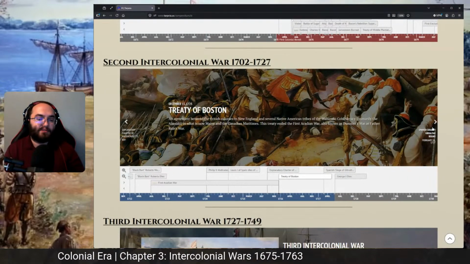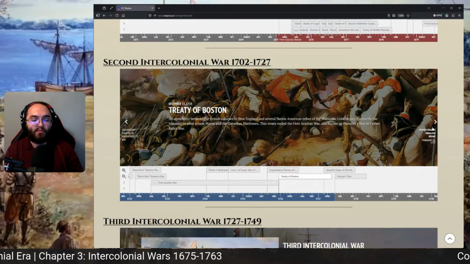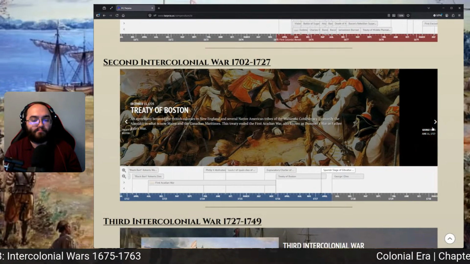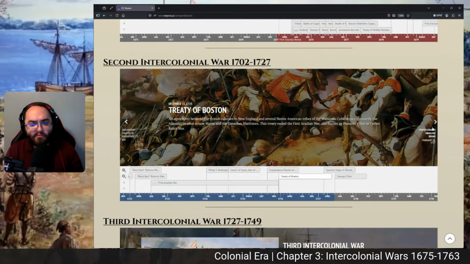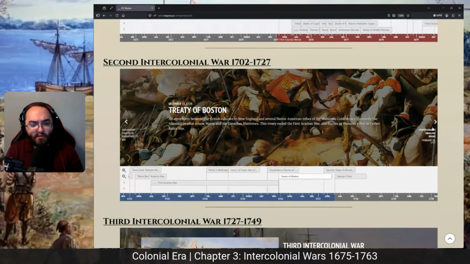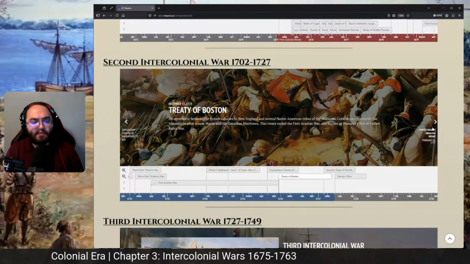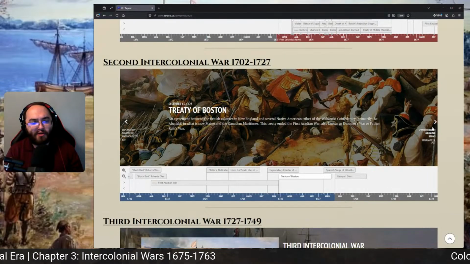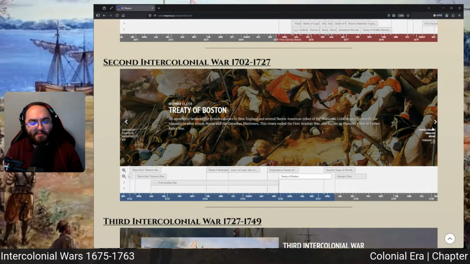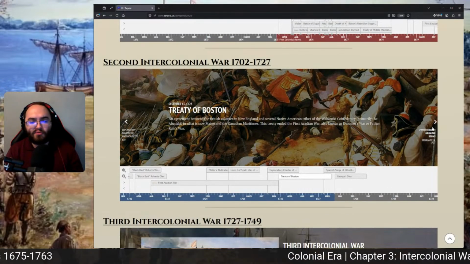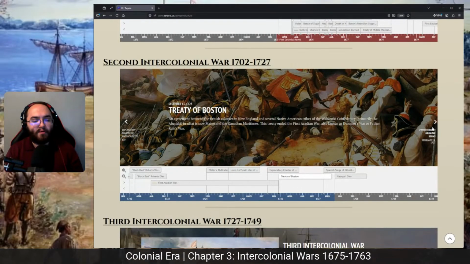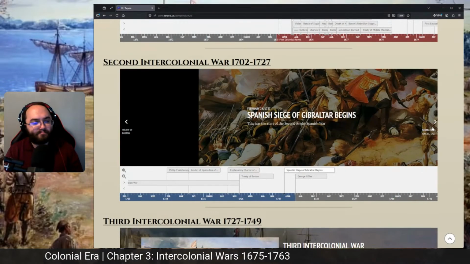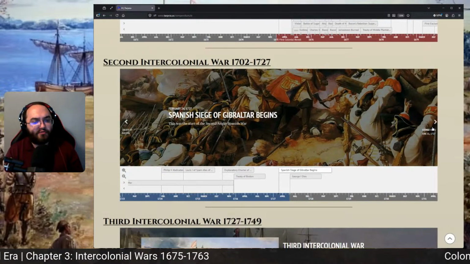You have the Treaty of Boston, which ends the First Acadian War, which, yeah, this war has a bunch of other names: the Wabanaki War, Dummer's War, or Father Raleigh's War. We just call it the First Acadian War. And then the Spanish Siege of Gibraltar begins.